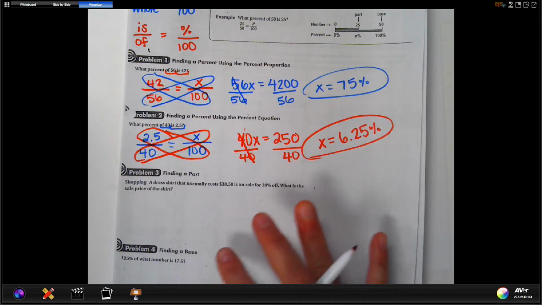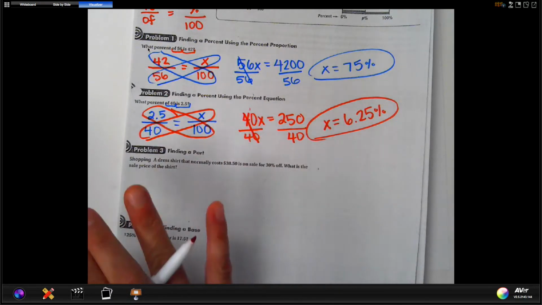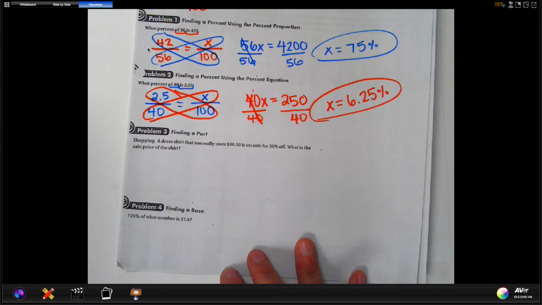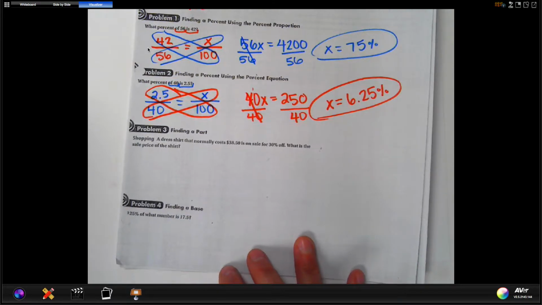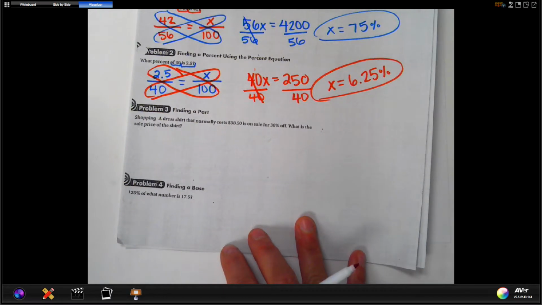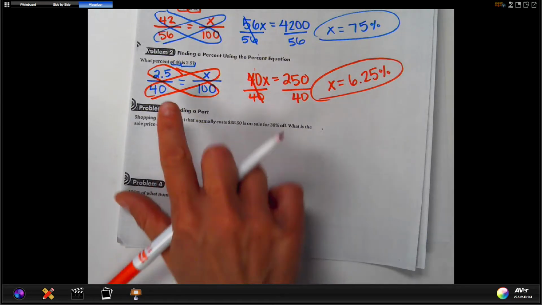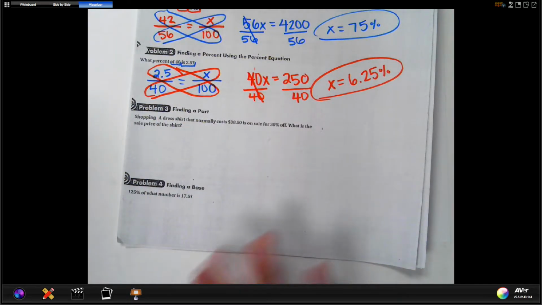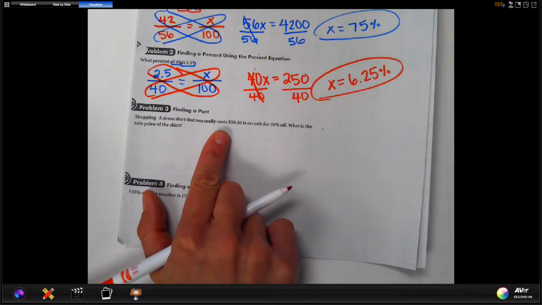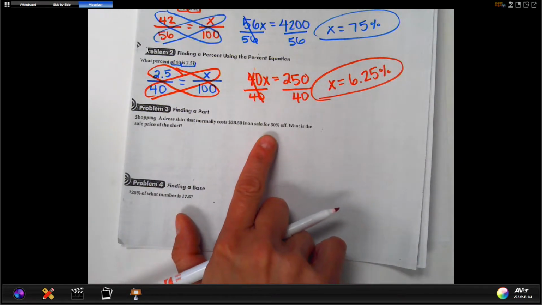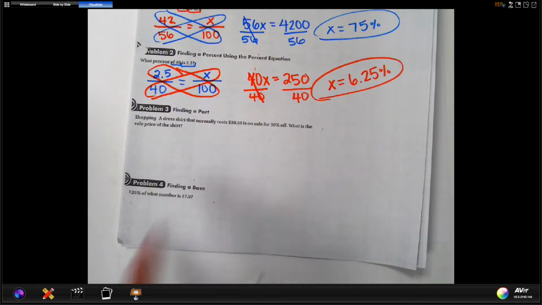Okay, now where this over-of situation does not work is in a story problem. Okay, so here, problem 3, you can't use that cheat. You have to use the part over whole situation. All right. A dress shirt that normally costs $38.50 is on sale for 30% off. What is the sale price of this shirt?